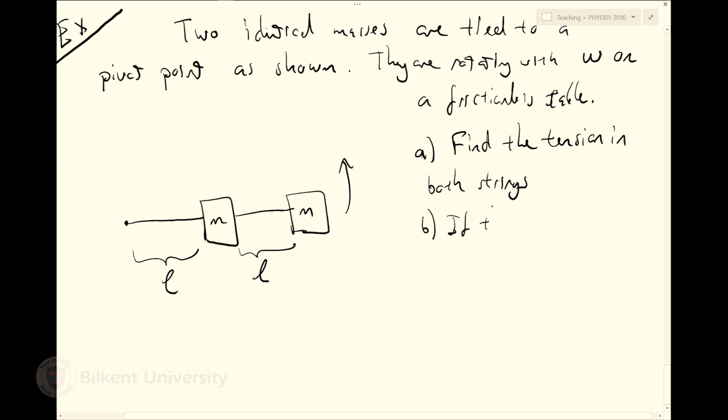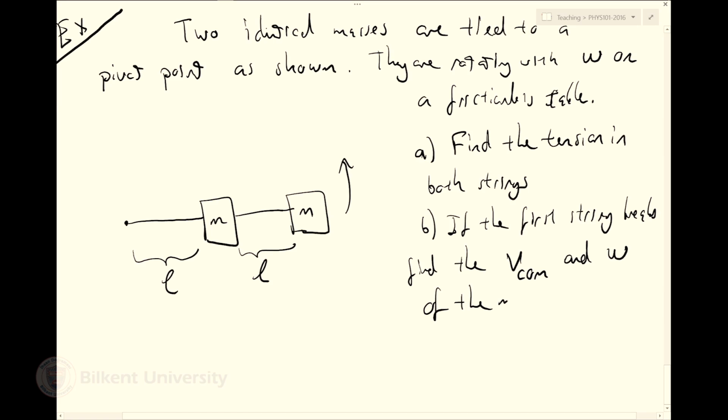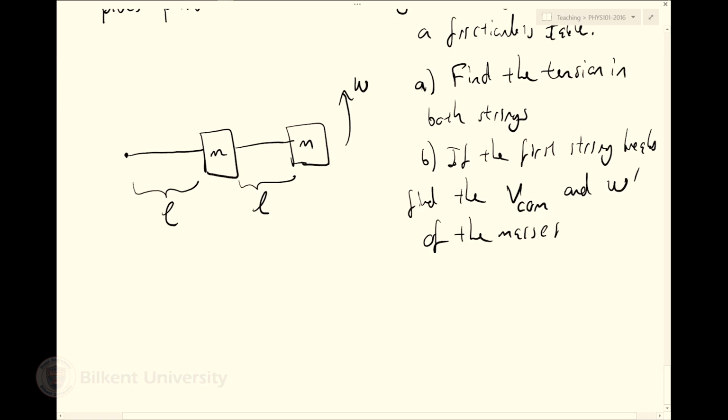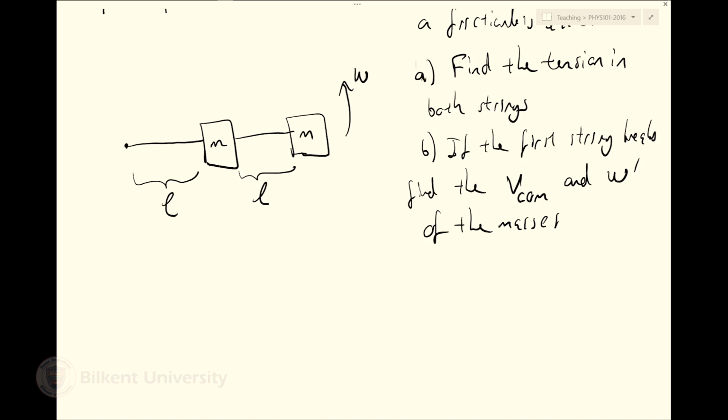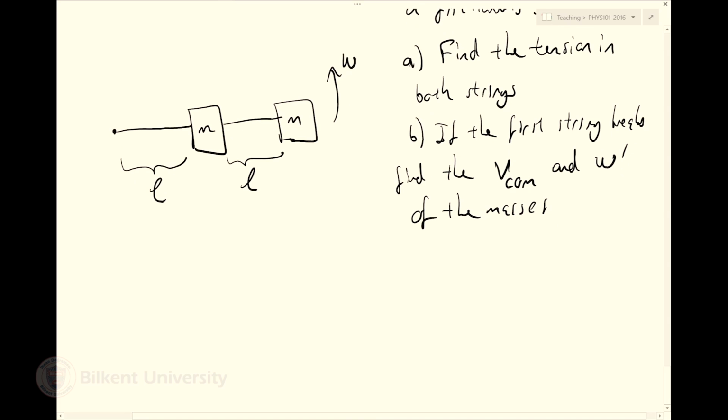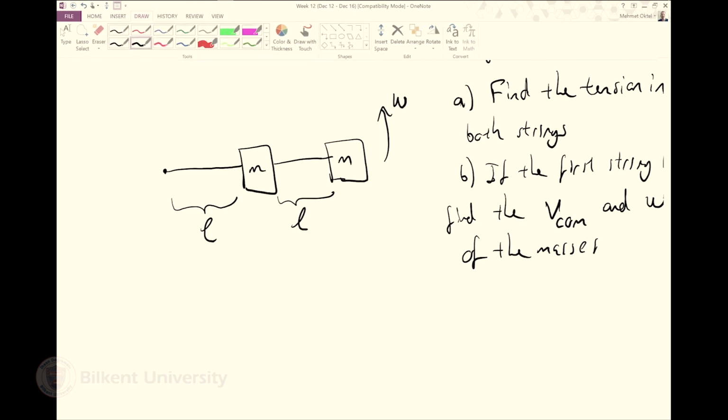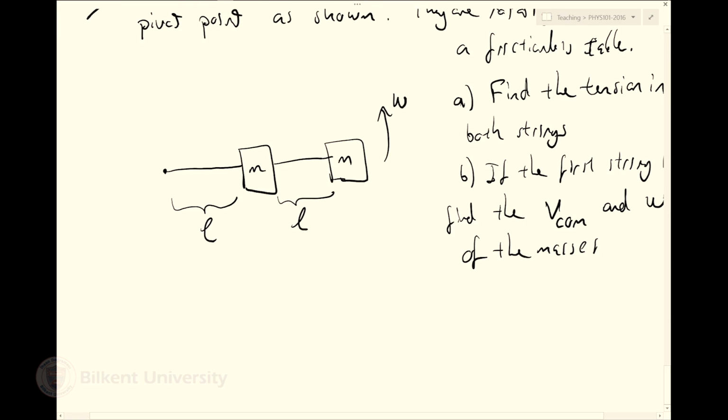If the first string breaks, find the center of mass velocity and omega of the masses. So they are initially rotating with omega. The first part of the question is very easy. Let me right away solve it on the figure. Both of them are tied with strings to a nail on this frictionless table.